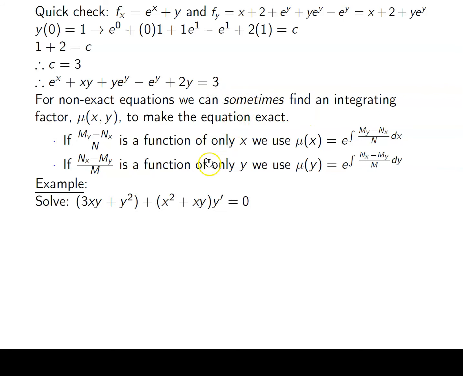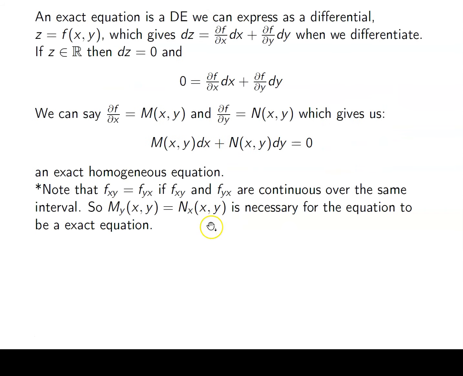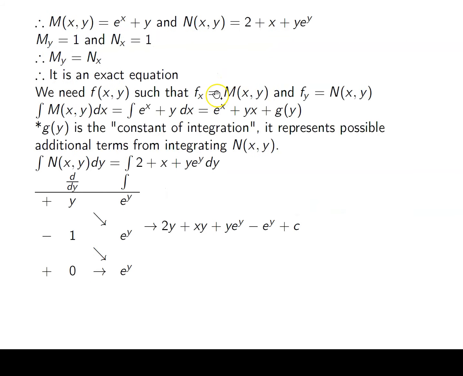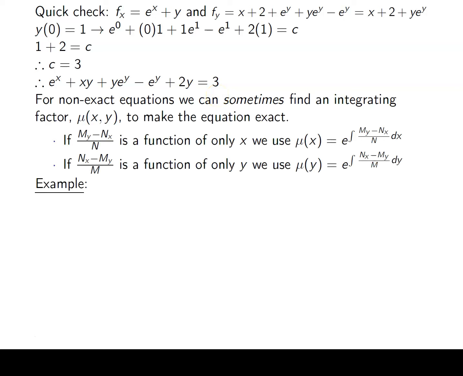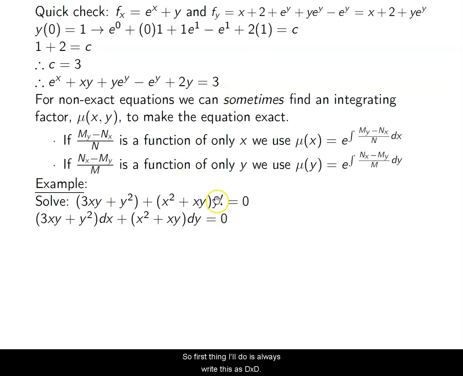Okay, so let's do an example. Here I have 3xy plus y squared plus x squared plus xy times y prime. So again, I'm trying to throw you off with the notation. We're going to want to use that dx dy notation because that is what we need here for this partial form. So first thing I'll do is write this as dy/dx, and then I'll split it apart by multiplying everything by dx, so I'll cancel the fraction here. That will put it into a dx dy form.